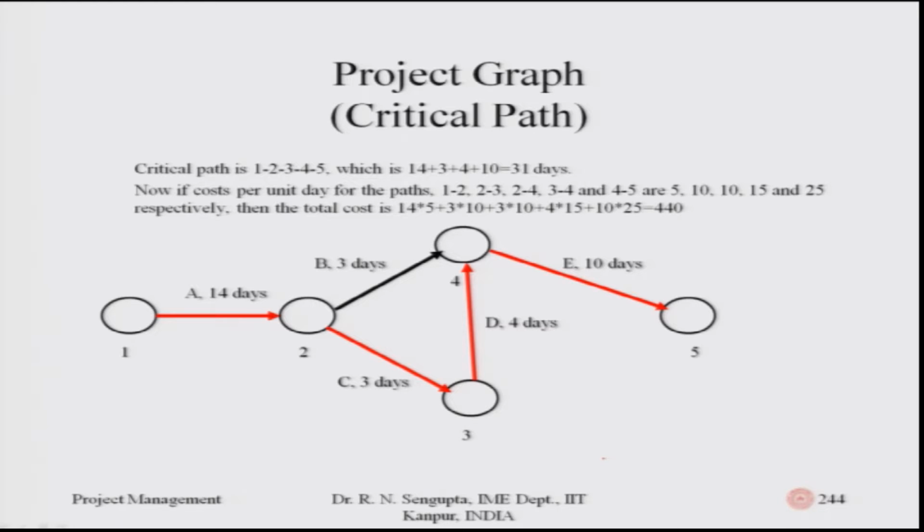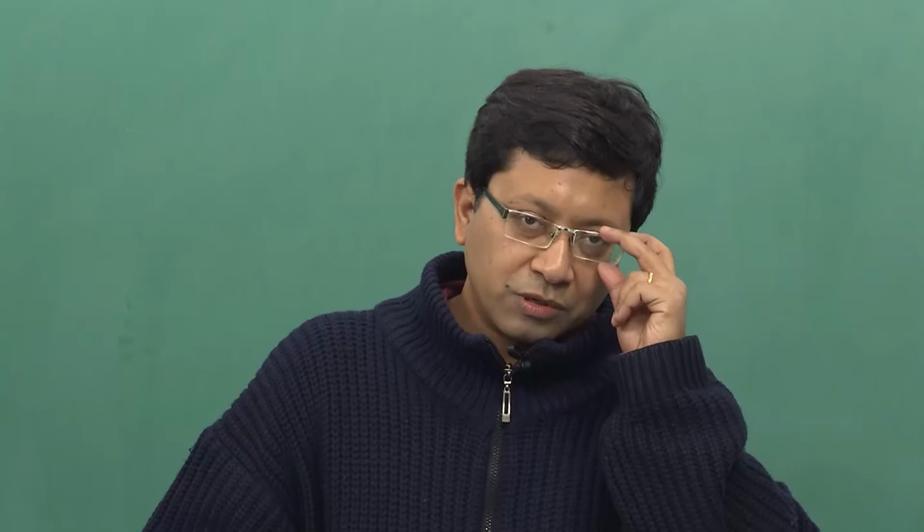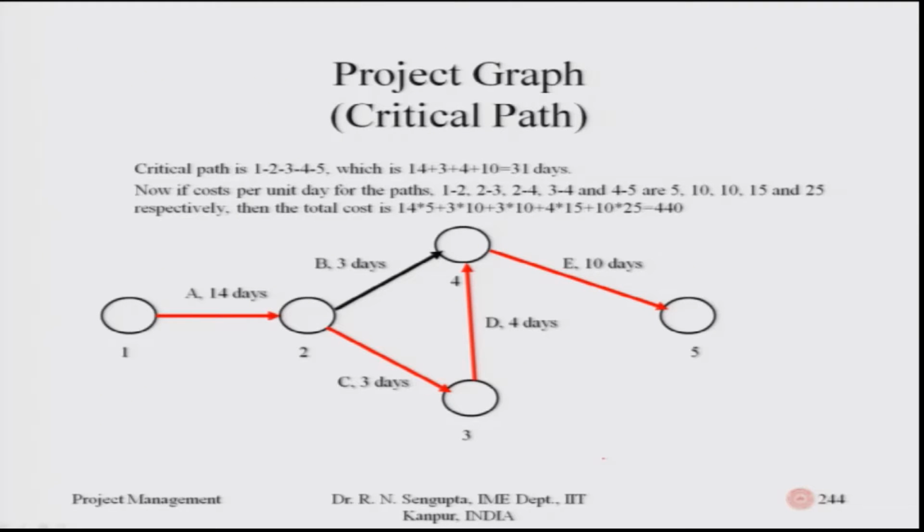So, if I want to find out the overall cost, do not concentrate only on the critical path. Critical path is the path where any delay in any of the activities would affect the overall time duration negatively. But if I consider the cost factor, it will be 14 multiplied by the cost component per unit day for A. Similarly, 3 multiplied by the cost component for activity B, 3 multiplied by the cost component for activity C, D would be 4 multiplied by the cost component for D, and the last one would be E, which is 10 into the cost component for activity E.